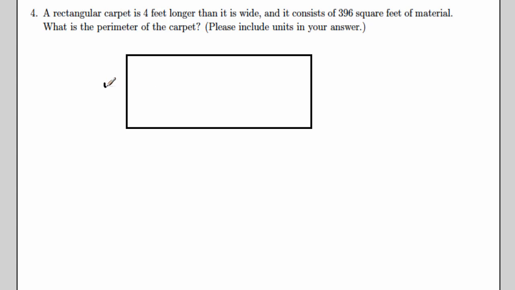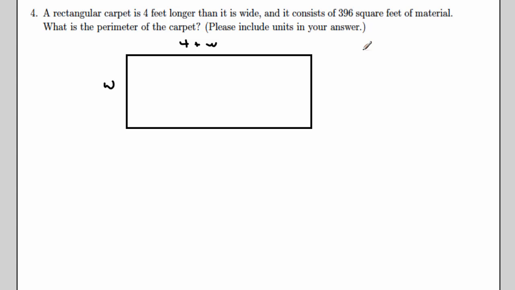So the width of this rectangle is relevant because it's talking about it's 4 feet longer than it is wide. So if the width is measured this way, up and down, then the length will be going this way. And so to say that the length is 4 feet longer means that adding 4 to the width will give us the length. So this first clause that says a rectangular carpet is 4 feet longer than it is wide can be represented using this picture of a rectangle, then the label W for width, and then labeling the length 4 plus W.